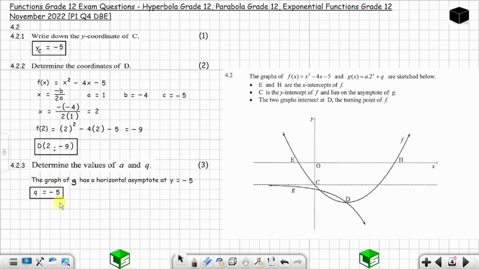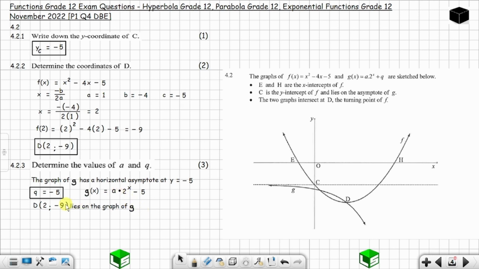And now we are left to find the value of A. What we can do is to get any point on the graph of G, so that we can get the value of A. We can use the point D. It is also on the graph of G. So G of X is equal to A times 2 to the power of X plus Q. Now you have the value of Q, which is negative 5. The point D with this coordinate lies on the graph of G, so we can use it to get the value of A.